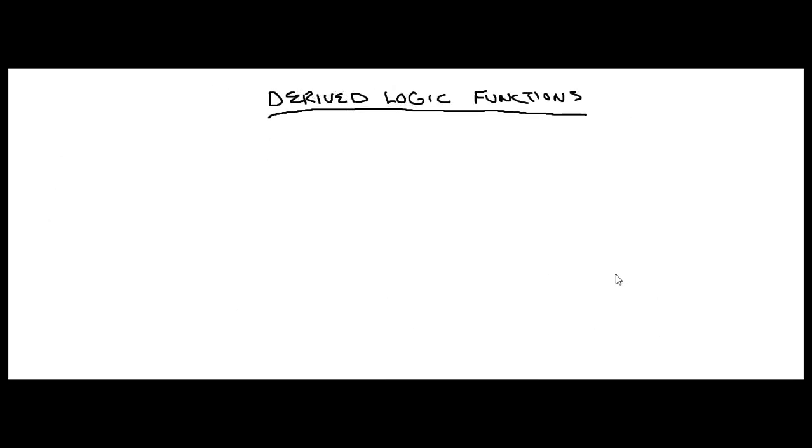All right, everybody, let's talk about combining these gates. And when we combine these gates, we're going to get a derived logic function, okay? So let's first start by drawing an AND gate. This is A, this is B. Now the output here, what we were just talking about, right? A dot B, right? Now what's going to happen if I put another gate here?